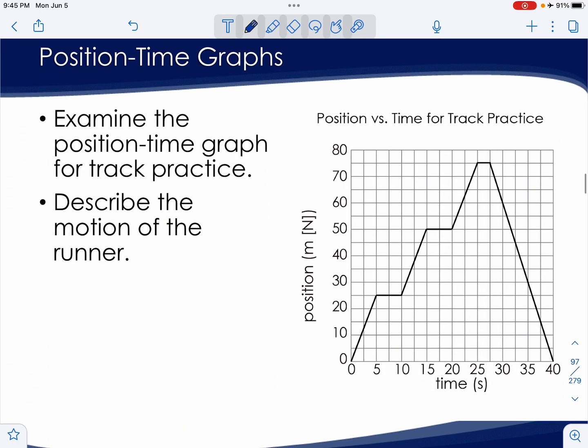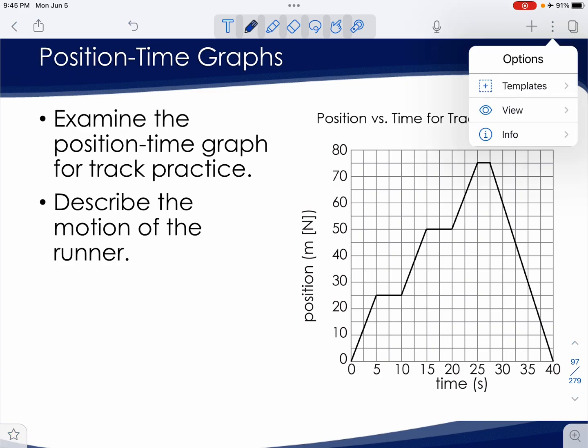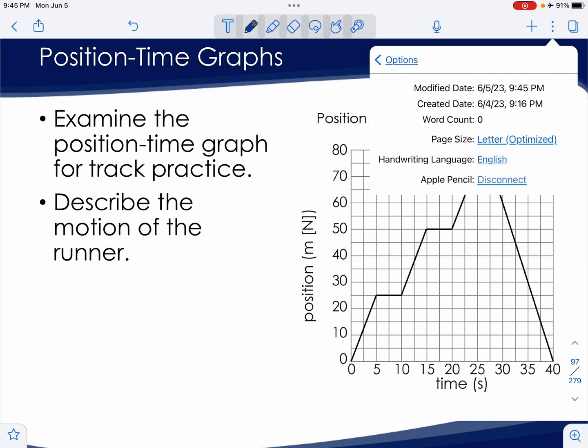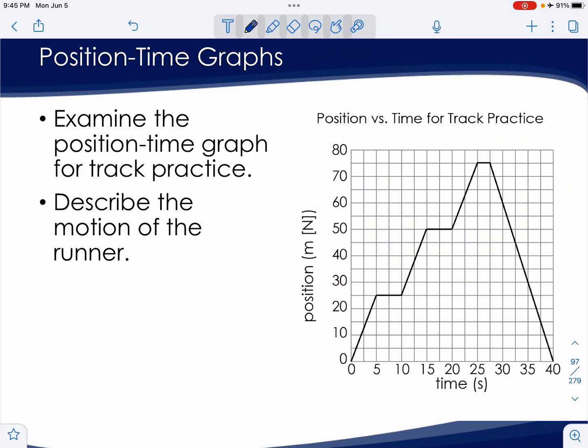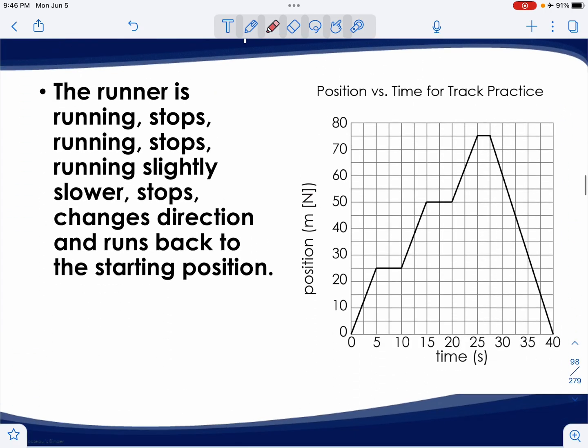Examine the position time graph for track practice. So here we have, I think my pencil is just dead, so I have to disconnect this to use my finger. Here we have another graph. Again, we have the position versus time for track practice. So here we have our position. They're going north, and here we have the time. Describe the motion. Okay, I'm going to pause the video and then keep going.